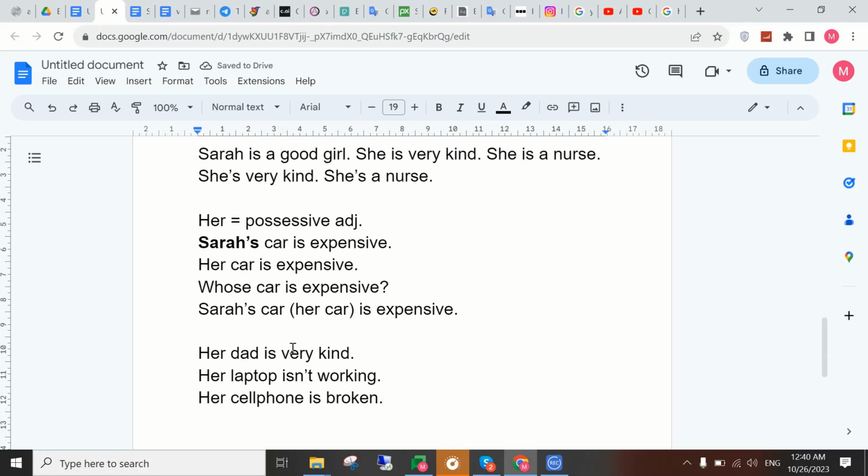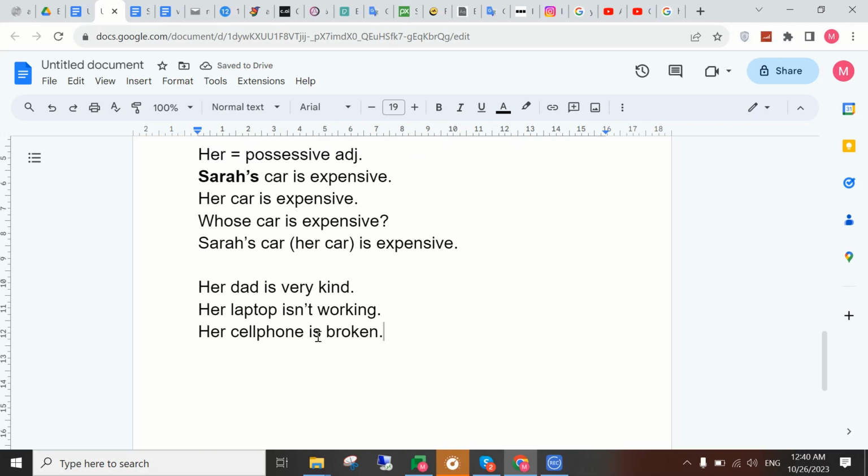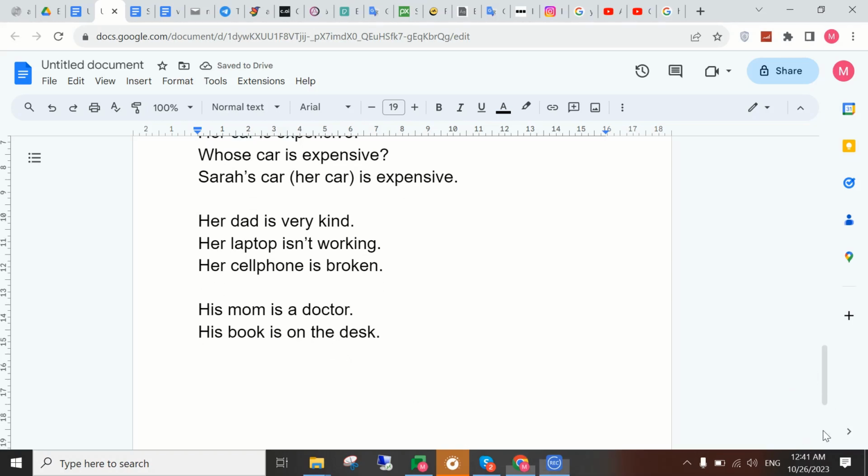Look, every time we are using her or his, for example, his mom, again, is a doctor. I give you more examples. His book is on the desk. Look, if you pay attention, every time I am using his or her, after that, I'm using a noun. That is very important. After them, I'm using a noun. See, her dad. Dad is a noun. Her laptop is a noun. Her cell phone is a noun. Her mom, it's a noun. His book, it's a noun.